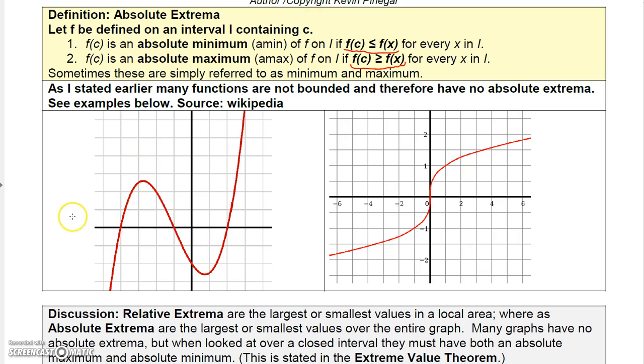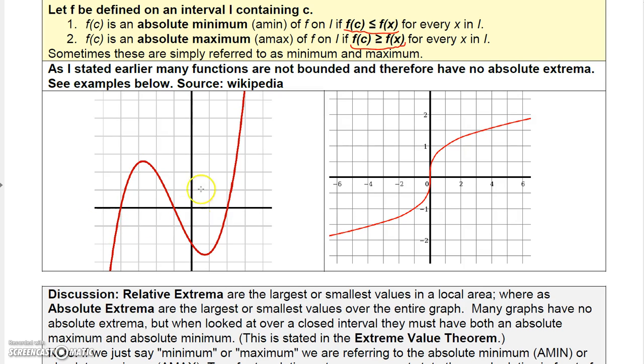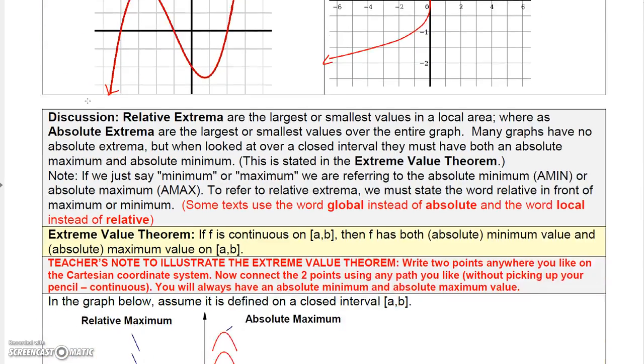Now, some functions don't have absolute extrema. Okay? These functions here, this function continues to increase without bound, or decrease without bound, and so does this one. So both of these functions increase and decrease without bound, so they actually wouldn't have any absolute extrema.